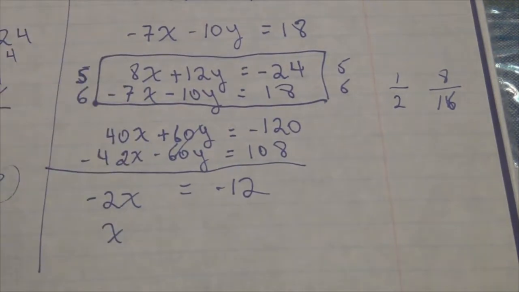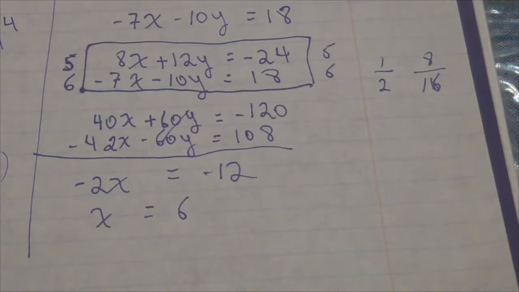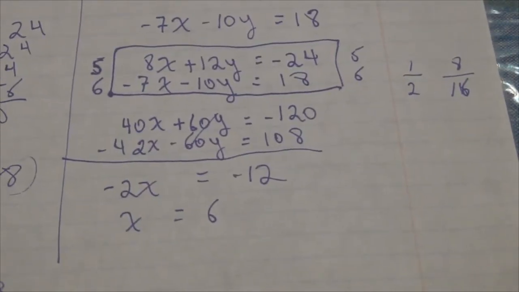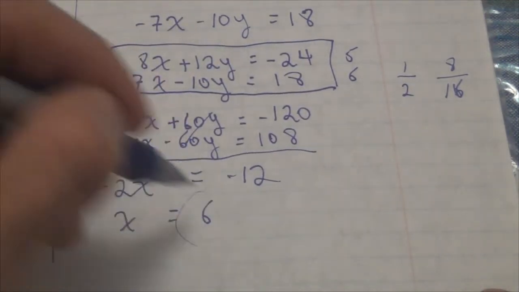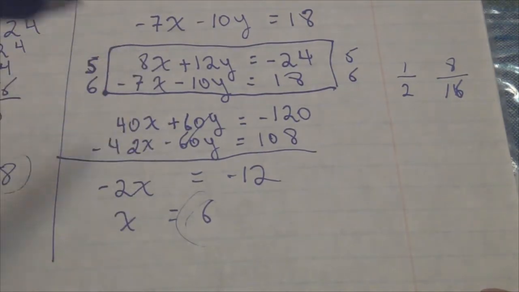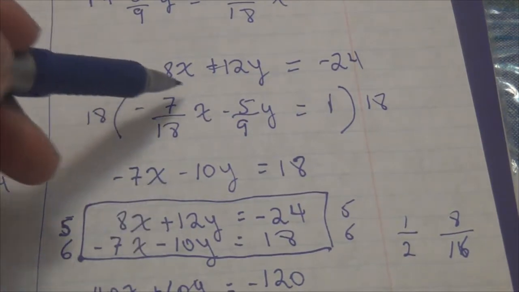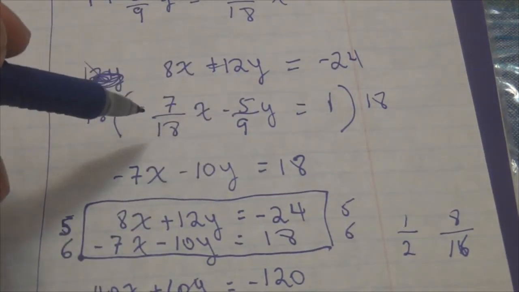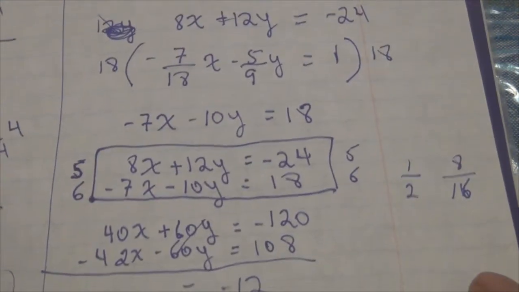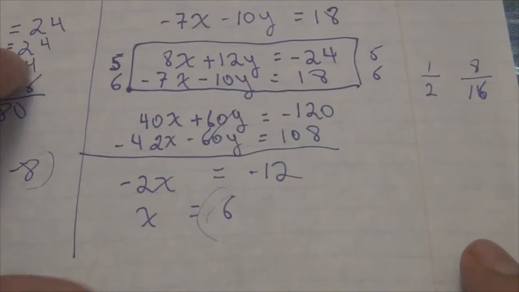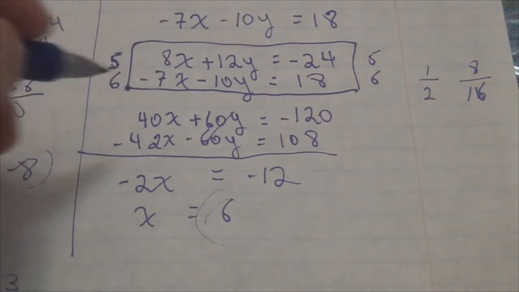Divide by negative 2, and x turns into positive 6. Then you want to find out what the value of y is. So take this 6 and substitute into one of the original equations. Yes, these were the original equations. Definitely you can always substitute there. My suggestion is to substitute into these two original equations because these are equivalent. Relax. Alright, so let's do it. I'm going to substitute on the top one.